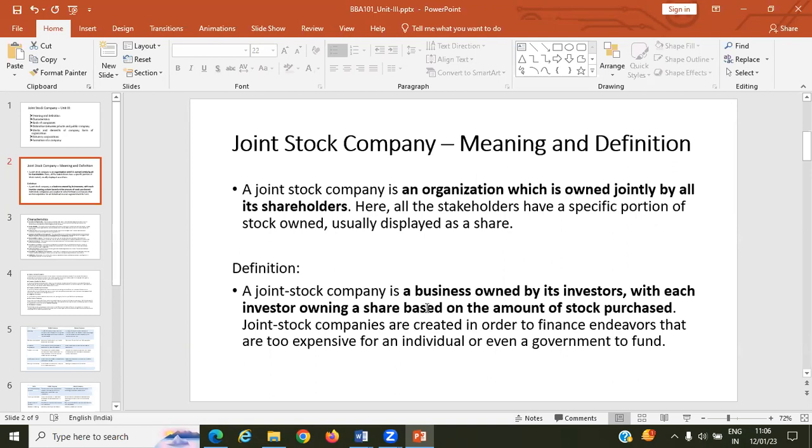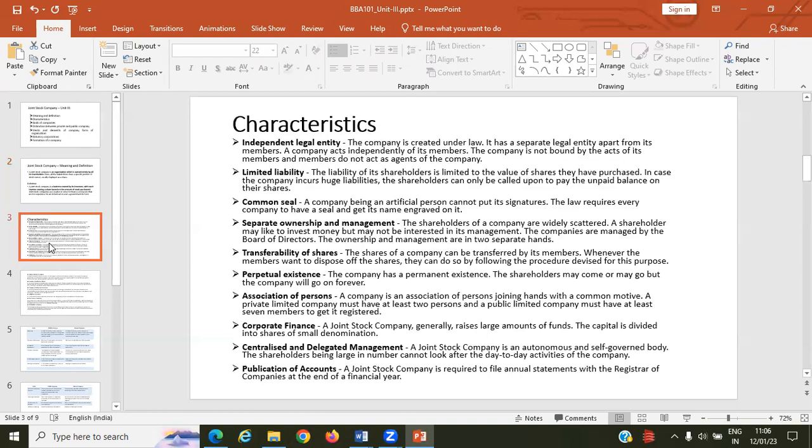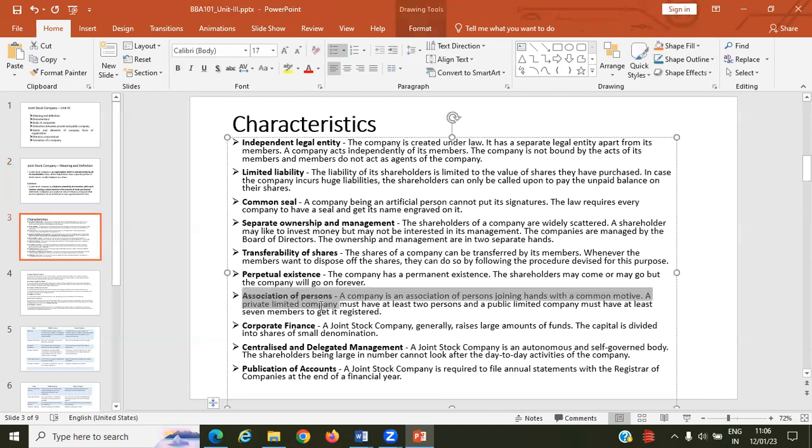Then you join hands with partners. There are minimum and maximum numbers of members you can join and do the business. That is partnership. Then came into the picture the company, the joint stock company. In characteristics, we studied one point, association of persons. Let me open that. Yeah, association of persons. This one.